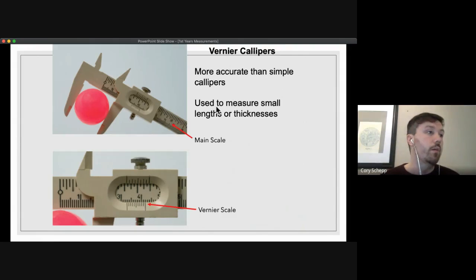So you have two different parts of this. You have the main scale, which is the part on the back of it that looks like a normal ruler, and then you have the vernier scale, which is this bit tagged onto the front of it here.